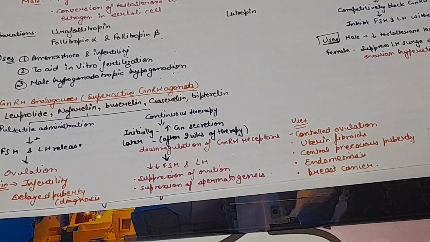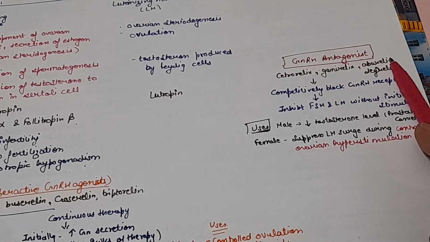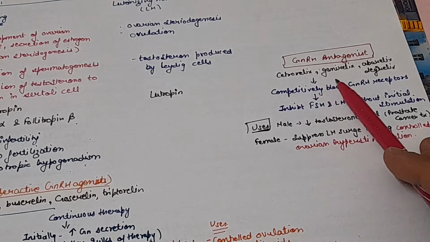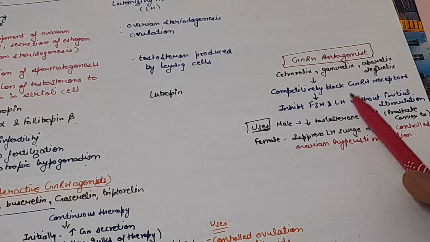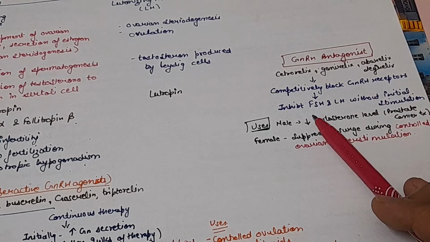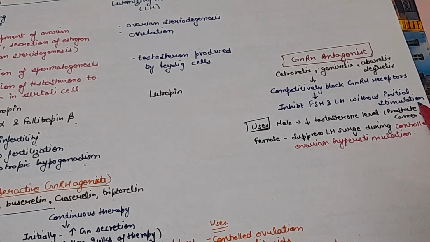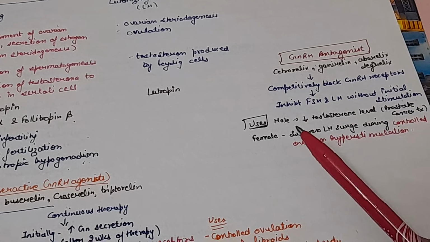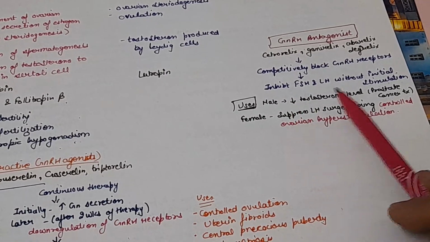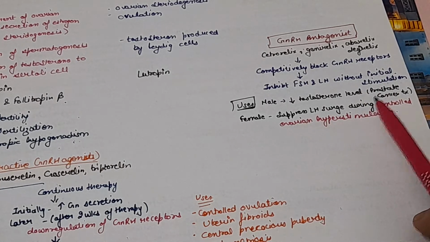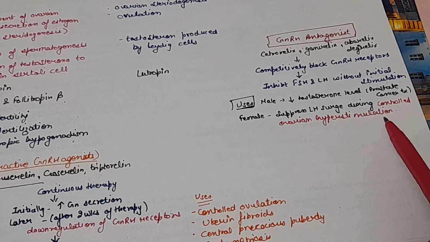Now, gonadotropin releasing hormone antagonists are also available. Examples are cetrorelix, ganirelix, abarelix, and degarelix. These antagonists competitively block the GnRH receptor, which will inhibit FSH and LH without the initial stimulation seen in the case of GnRH agonists. GnRH antagonists are used for the treatment of prostate cancer in male, as they decrease the testosterone level, and to suppress the LH surge during controlled ovarian hyperstimulation in female.